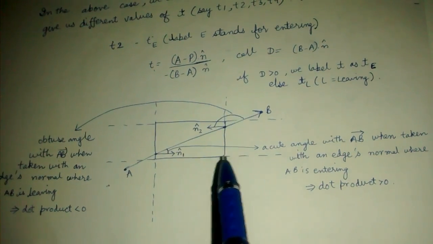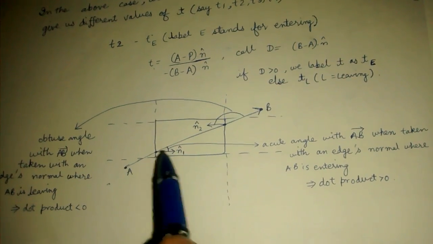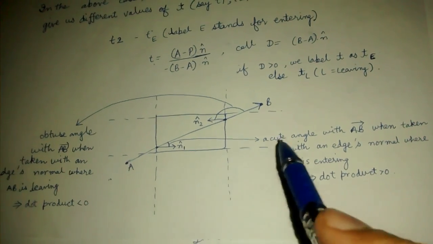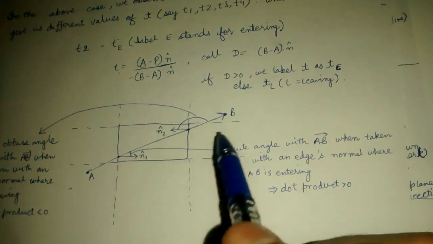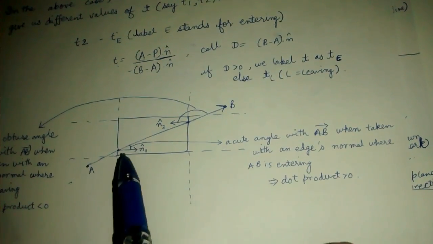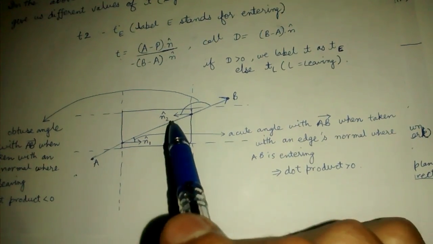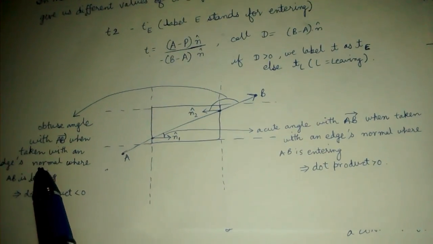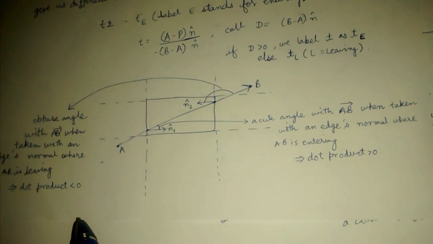Why so? Let's consider the entering case first. In this case, the AB vector dot n1 cap is greater than 0, so (B minus A) dot n cap, which is our d, is greater than 0, because it forms an acute angle. And in the leaving case, n2 cap and the (B minus A) vector form an obtuse angle. Hence, (B minus A) dot n2 cap will be less than 0.